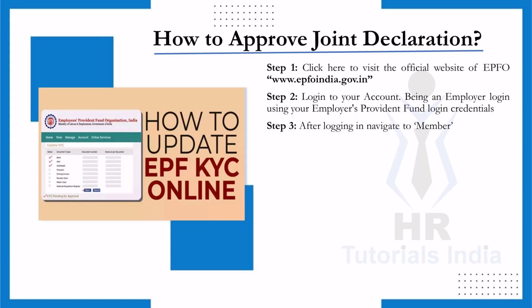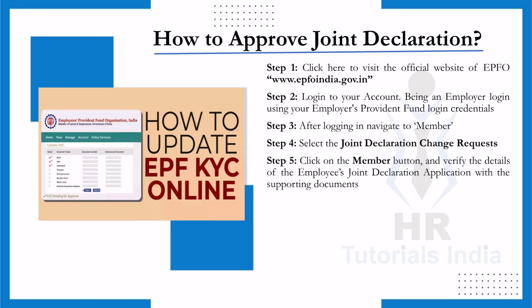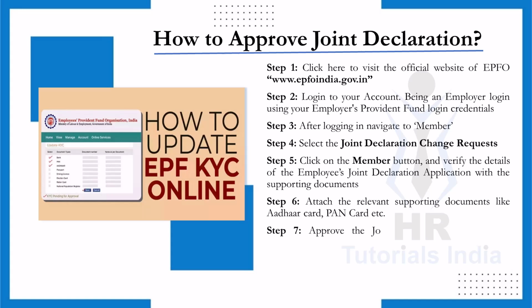Step 3. After logging in, navigate to the Member tab. Step 4. Select the Joint Declaration Change Requests. Step 5. Click on the Member button and verify the details of the employee's joint declaration application with the supporting documents. Step 6. Attach the relevant supporting documents like Aadhaar card, PAN card, etc. Step 7. Approve the joint declaration form online through the EPFO portal through eSign. Step 8.